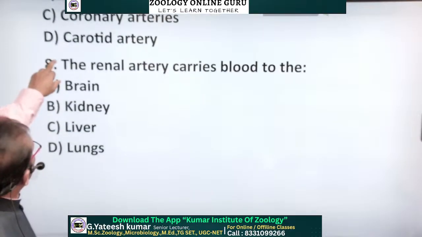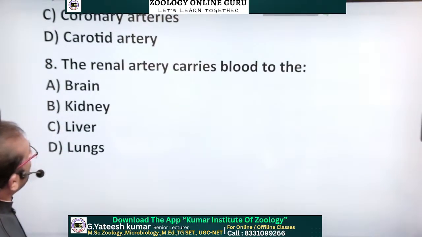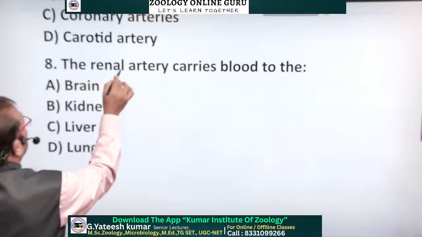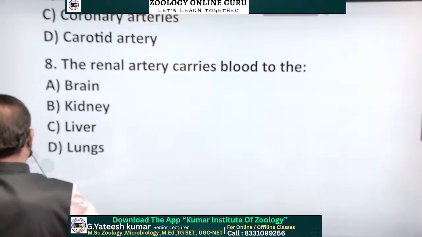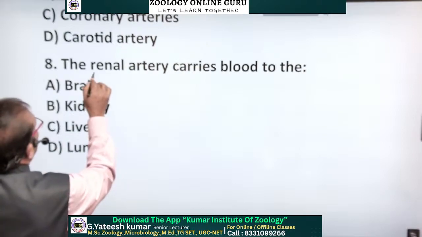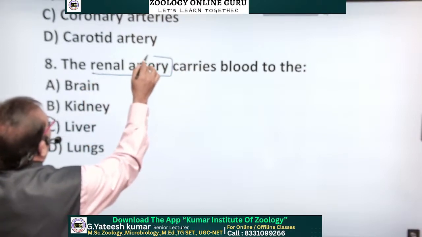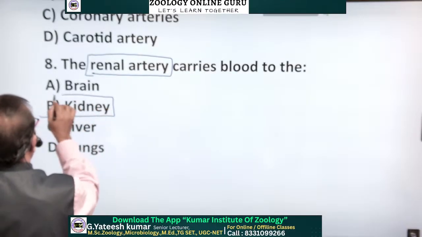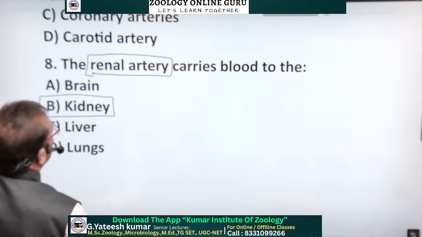Next, the renal artery carries blood to the... renal means kidney here. Renal portal system, kidney. So the renal artery from the aorta enters into the kidneys. Here option B is the correct answer.